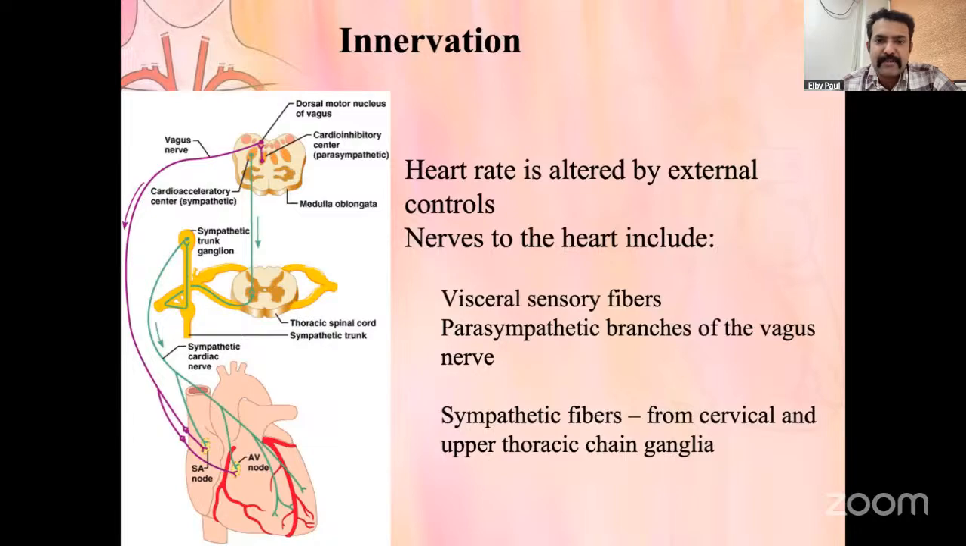Nerves to the heart include the parasympathetic branches and the sympathetic fibers. Coming to the parasympathetic branches of the vagus nerve, if the vagus nerve is stimulated, the patient may come with a vasovagal episode. And sympathetic fibers come from the cervical and upper thoracic ganglia.